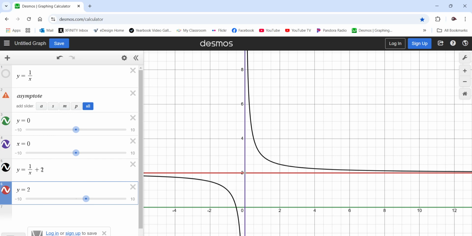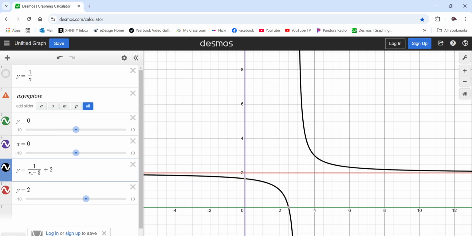Where's the -3? If I want to move it left and right, where am I going to do it to? I'm going to add or subtract it to the x. That's right. Okay, what if I want to move it to the right 3 places? What am I going to put in there? -3. And look at that.